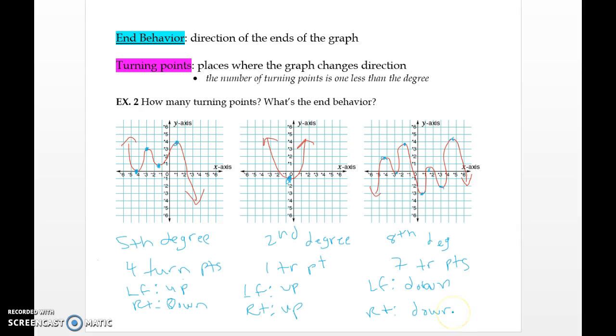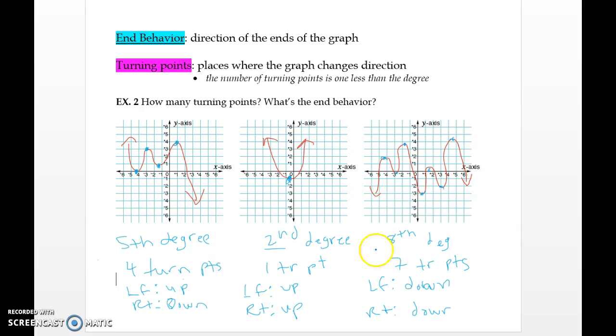So we'll talk about end behavior. Is it ending up or down, and on which side, left or right? We can name the degree of the polynomial just by looking at it, and we can count how many turning points there are. Now, if you'll notice, these last two, your end behavior ends the same way. This second function is ending up, up, and this third function is ending down, down.